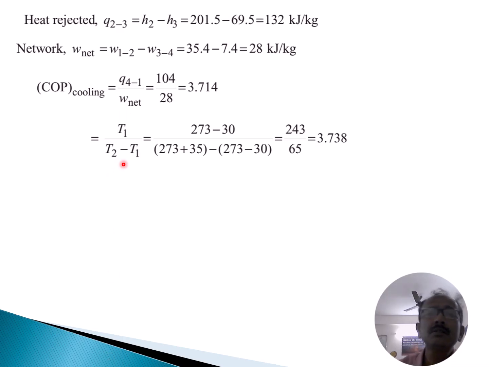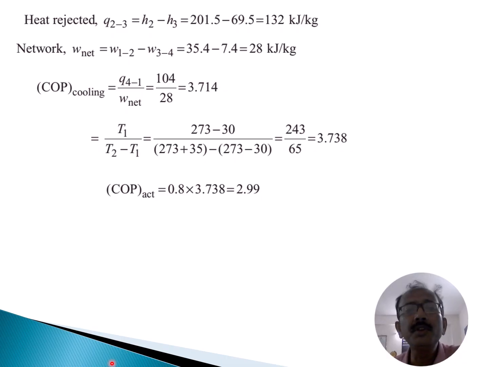Now in another way, we can easily write the COP as T1 by T2 minus T1. We just put the value of T1, which is minus 30 degrees centigrade. There are two temperature ranges: one is minus 30 degrees centigrade, and the other is 35 degrees. So T1 is this, and T2 is this. Finally we get 3.738. That is the value of COP of cooling.